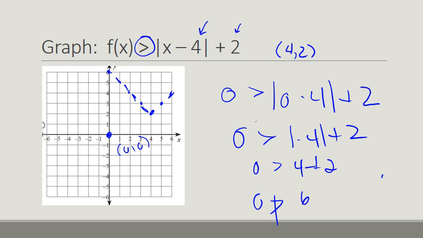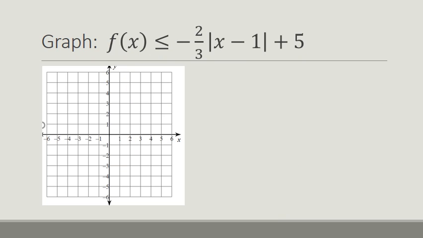So what we do is we shade on the opposite side of the test point. So my solution then would be in here. Okay, and remember that it's a dotted line, so anything on that line is not included in the solution set. Everything in the shade is.